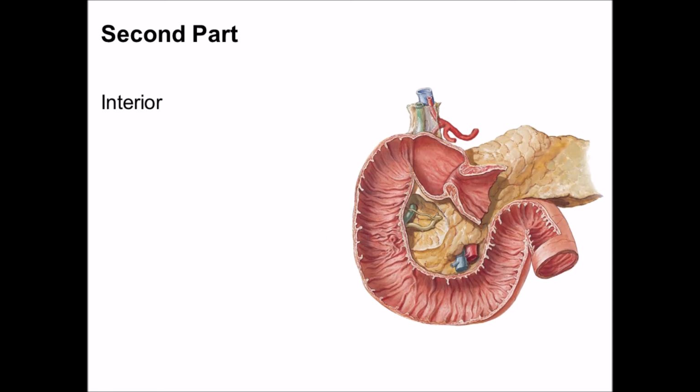As I told, the mucosal folds are absent in the first part of the duodenum, but in the second part of the duodenum we can see plenty of mucosal folds. These mucosal folds are known as plica circularis. These are the permanent folds of mucosa.